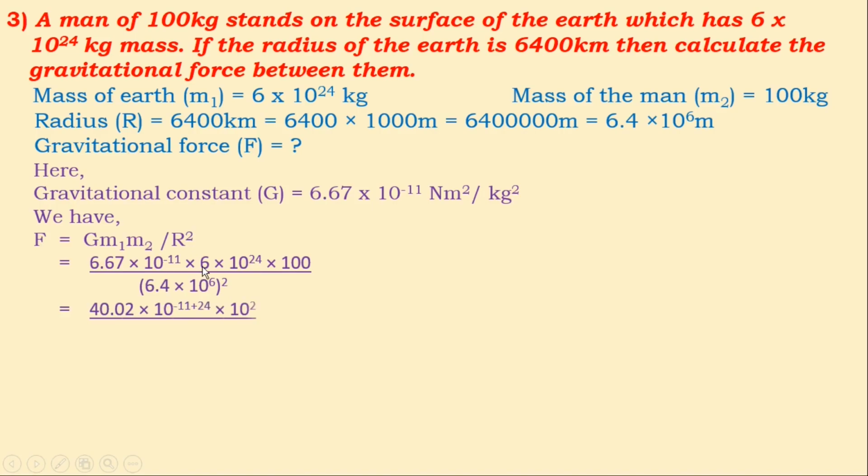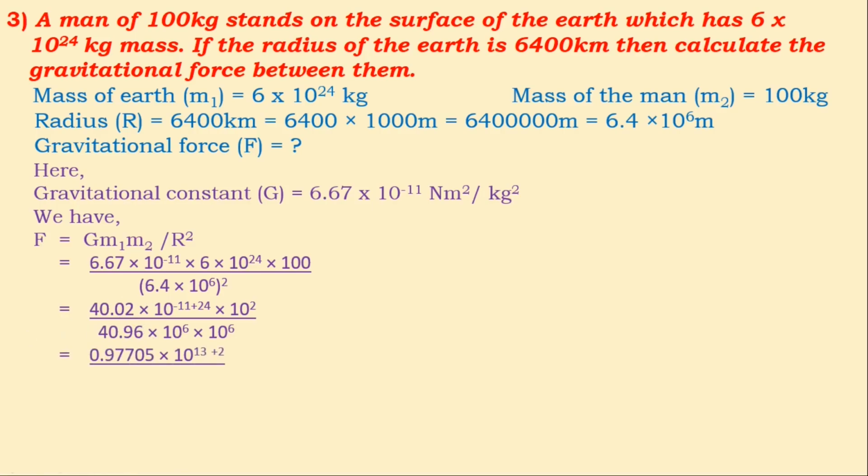Now number interacts with number. That's why what we are going to do, this 6 into 6.67 gives 40.02, and 10 to the power minus 11 plus 24, and this 100 is written as 10 square. Now in the denominator we just have 6.4 into 6.4, which gives 40.96, and 10 to the power 6 squared means 10 to the power 6 into 10 to the power 6. Now I am going to divide this number by 40.96.